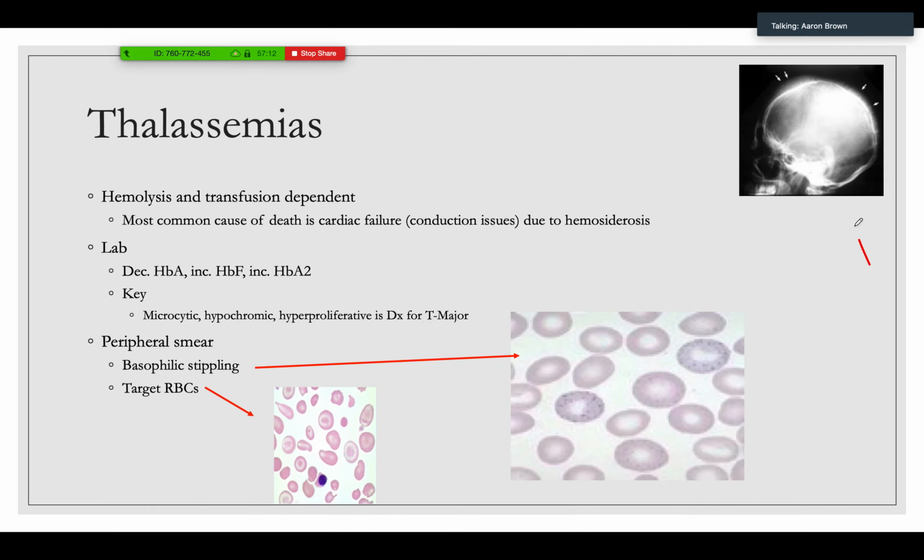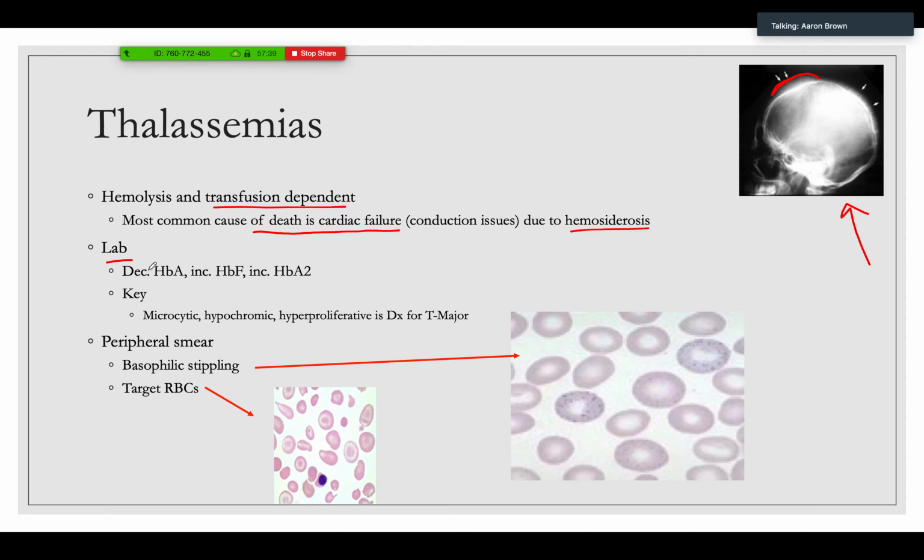And so this is the extramedullary hematopoiesis we talked about. You can see that the bone of the skull is starting to grow here as the bone marrow is looking for other places to start synthesizing red blood cells. If it's a serious thalassemia, they're going to be dependent on transfusions. Okay, a lot of times the cause of death is going to be cardiac failure due to too much iron being deposited in the cardiac muscle.